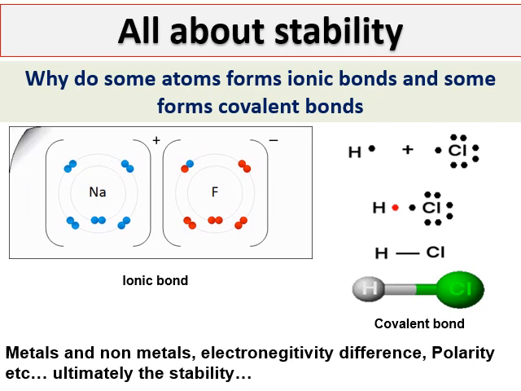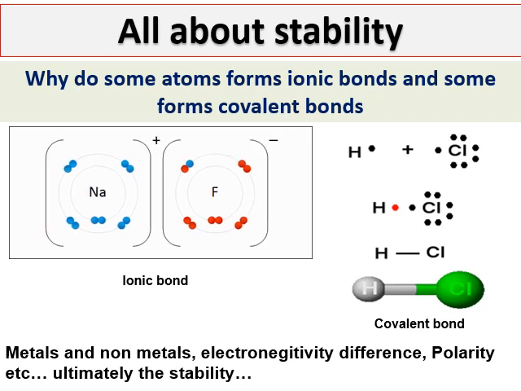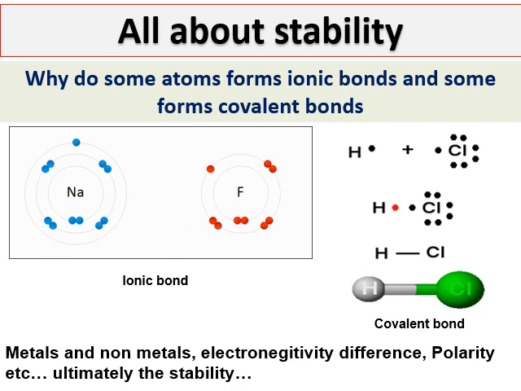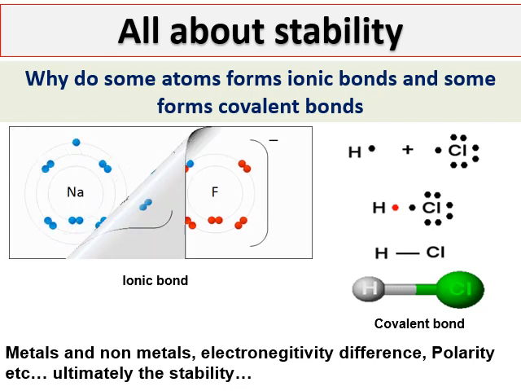So this is a very different situation compared to NaF. Here sodium and fluorine both require each electron. Now what they do, they understand each other and mutually share one electron with each other. Then hydrogen gets 2 electrons and chlorine gets 8 electrons. The bond made in HCl is because of sharing electrons.